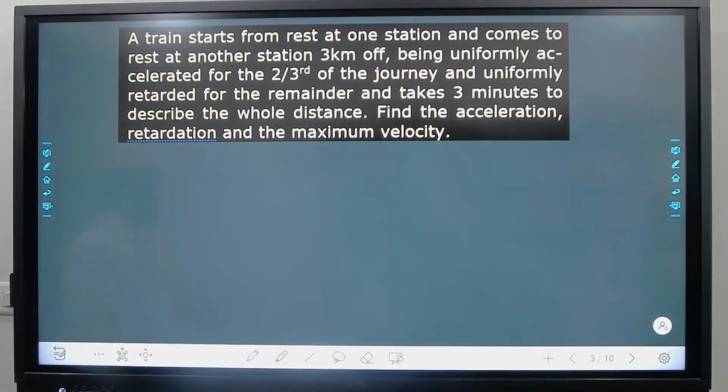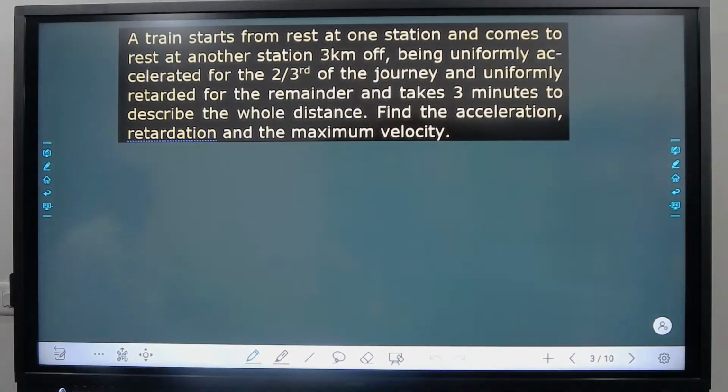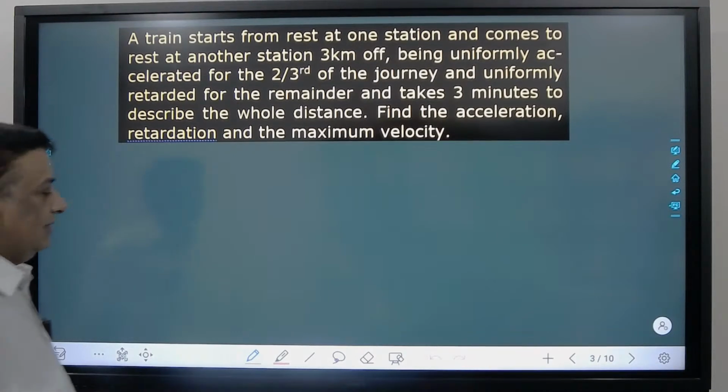Third is a train starts from one station, comes to rest in another station 3 kilometers off, uniformly accelerating for two-thirds of the journey and retarded for the remainder, and takes 3 minutes to describe the whole distance. Find acceleration, retardation, and maximum velocity.